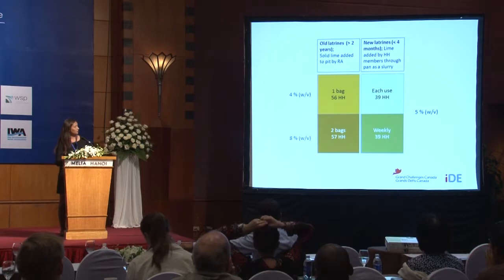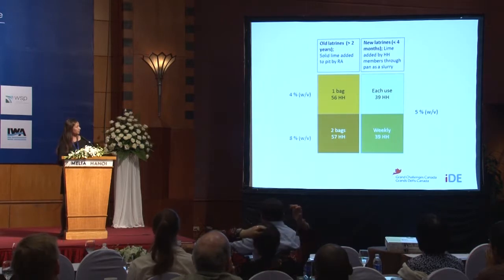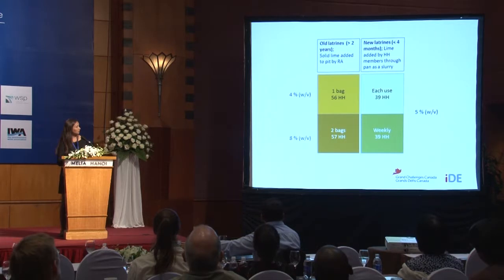So this is for the household study. We basically had 4 different groups. Old latrine users, so latrines that are more than 2 years old. These latrines, we had 56 households where we added 1 25-kilo bag of lime to a very approximate concentration of about 4% weight per volume.